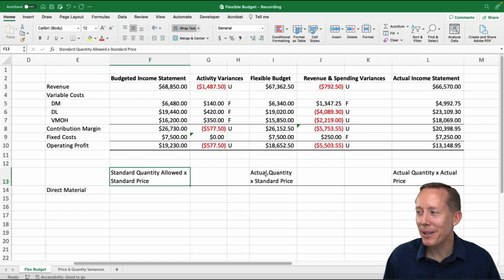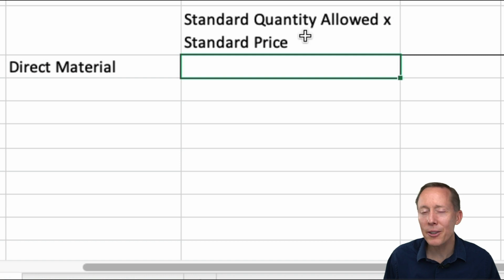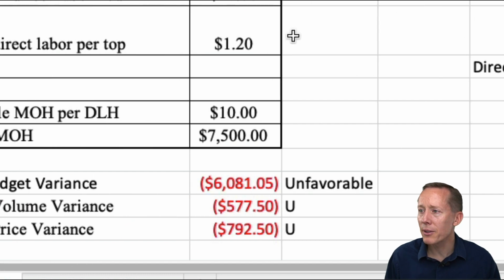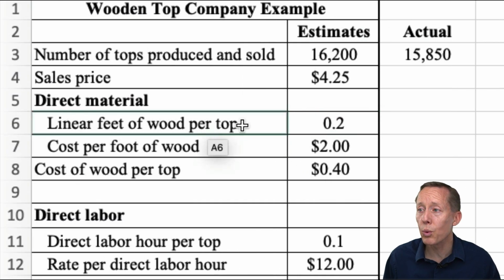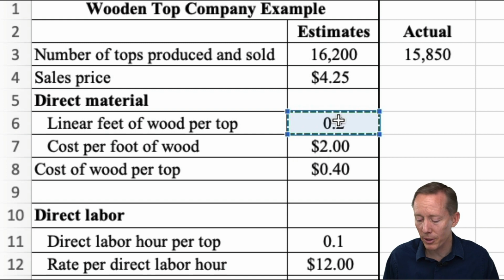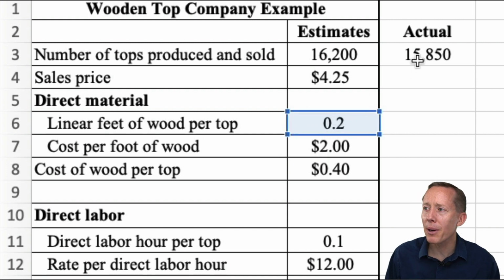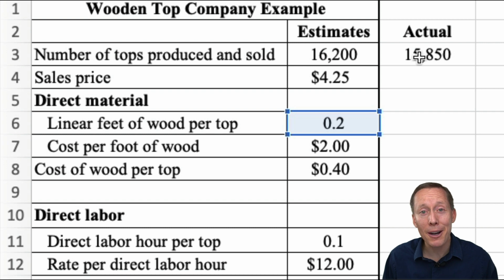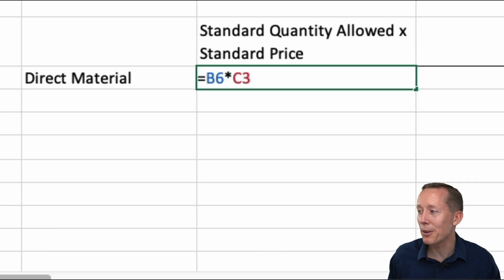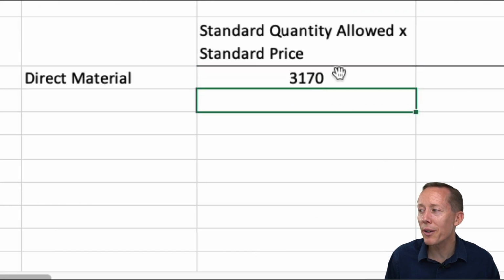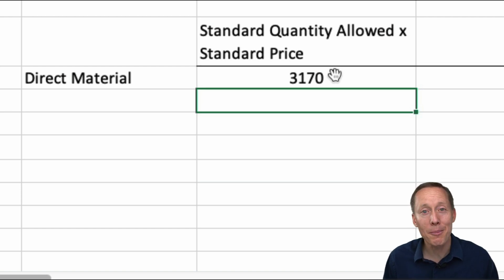So let's start by entering numbers in these three columns here. This first number is the standard quantity allowed times the standard price. What is standard quantity allowed? The standard quantity allowed means we're going to take the standard amount of wood per top of 0.2 linear feet per top, and we'll multiply that by the actual amount of tops that we produced and sold. Okay, so that's 3,170 linear feet of wood that we should have used to make these tops. So that's the standard quantity allowed.